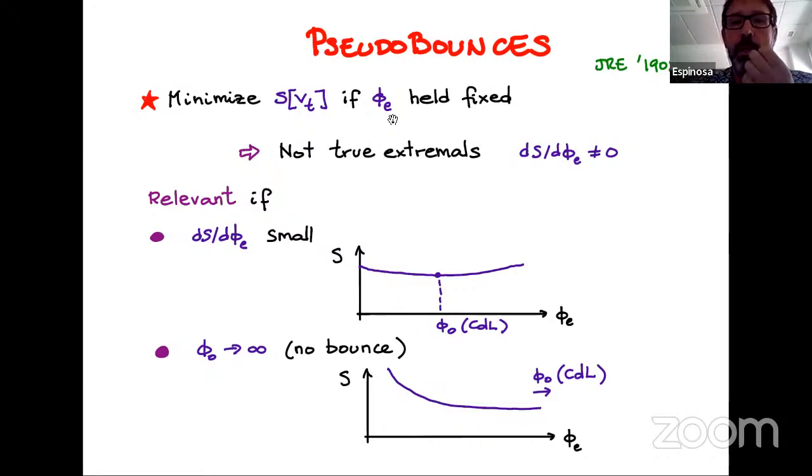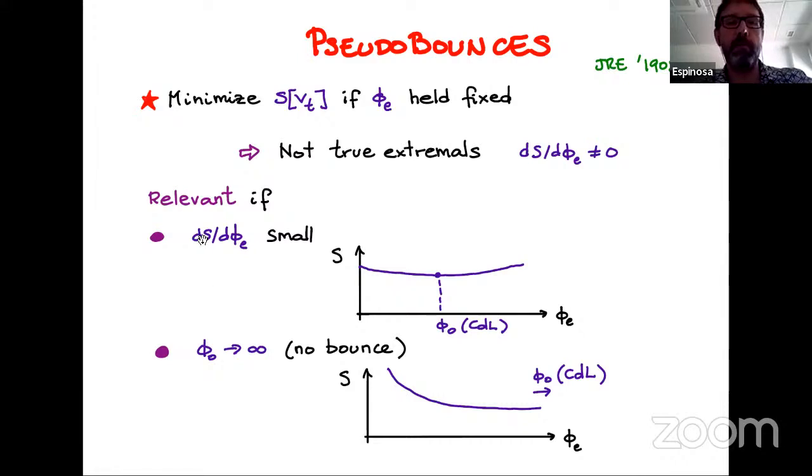Because what you are doing is not minimizing the full action. This means that they are not true extremals of the action. In particular, the action will vary if you vary the endpoint, of course. However, even if they are not true extremals, there are at least two cases in which they can become relevant.